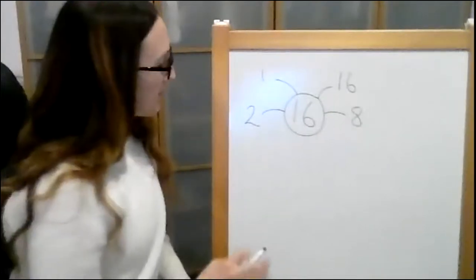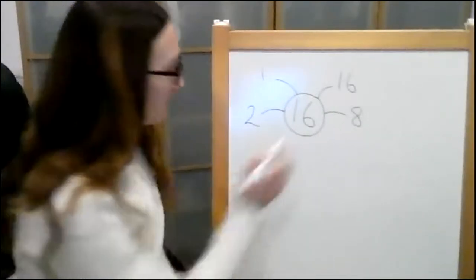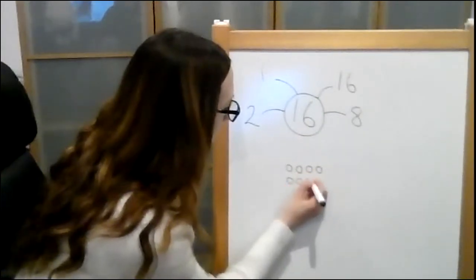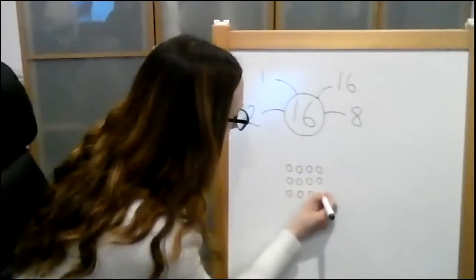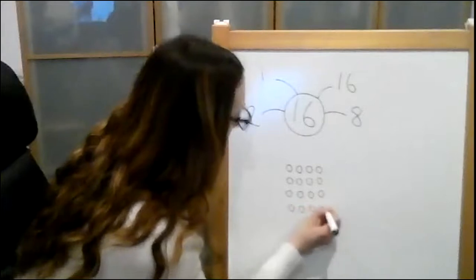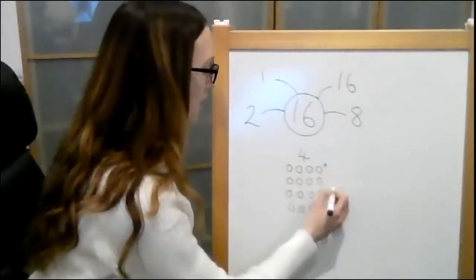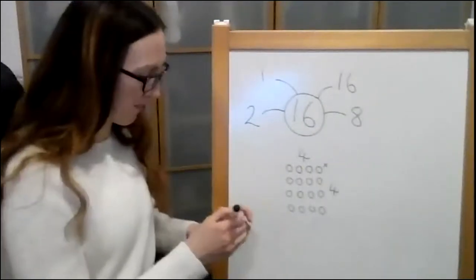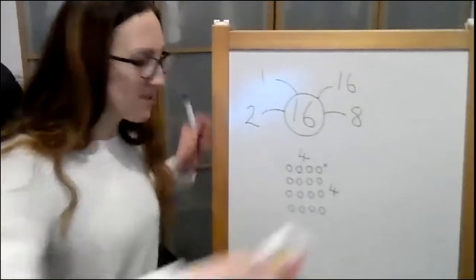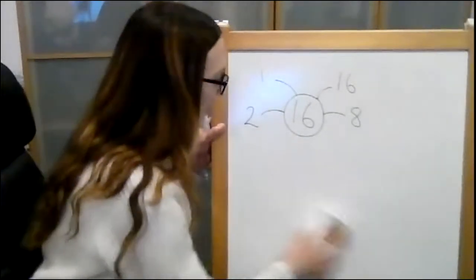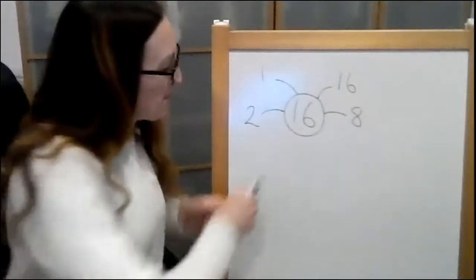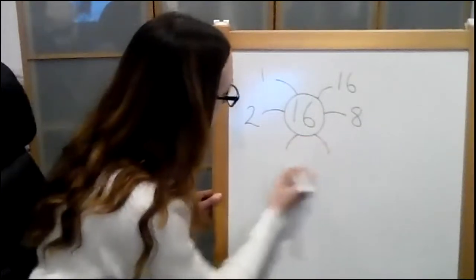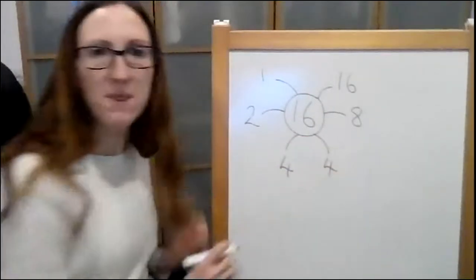Now then, we then worked out that we could have an array that looked like this. We could have 4 by 4. It's 4 by 4. 4 times 4 is 16. But I'm not going to record that as a factor pair. Can you think why? Why would I not do this? Can you have a think?